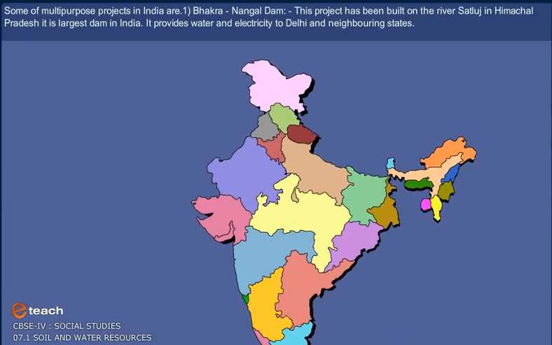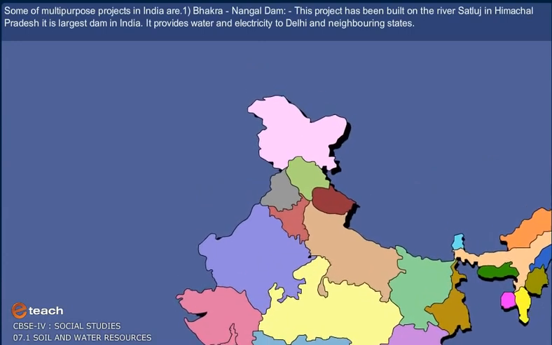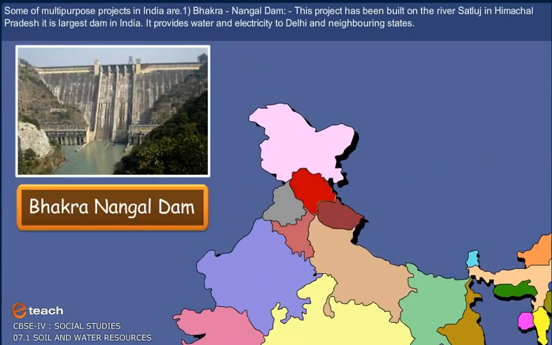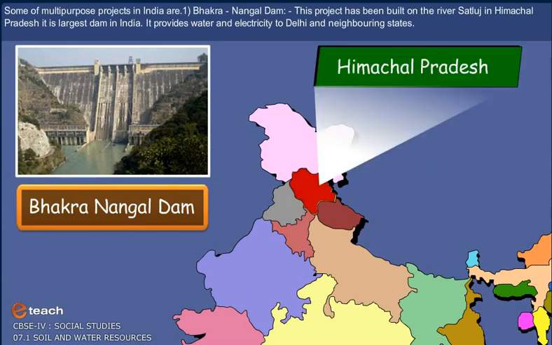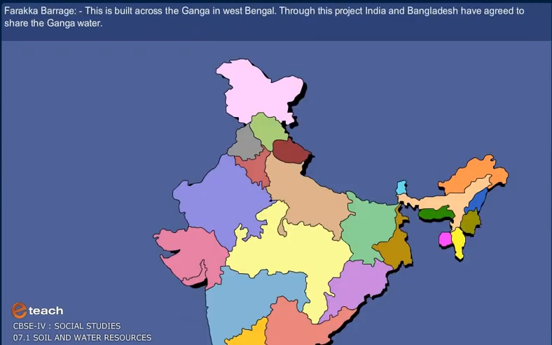Some of the multipurpose projects in India are: 1. Bhakra Nangal Dam. This project has been built on the river Satluj in Himachal Pradesh. It is the largest dam in India. It provides water and electricity to Delhi and neighbouring states.